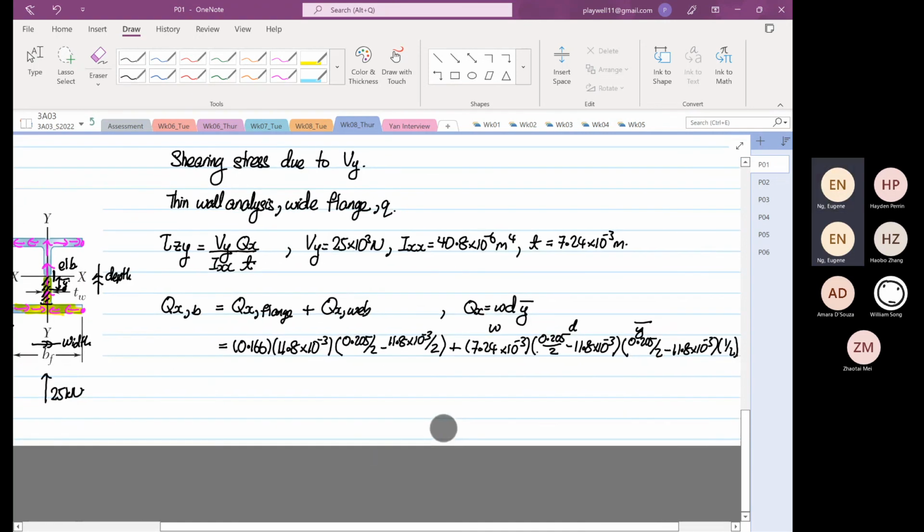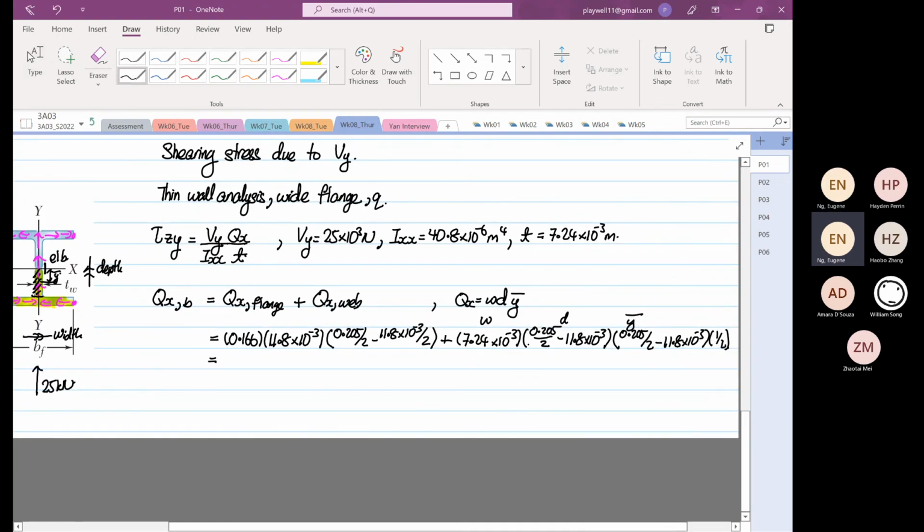Right, so let's calculate what we have. 0.205 divided by 2 minus 11.8 power minus 3 divided by 2, times 11.8 power minus 3, times 0.166. So it's 189.22 times 10 to the power minus 6. Let me do it again. Yes, 189.